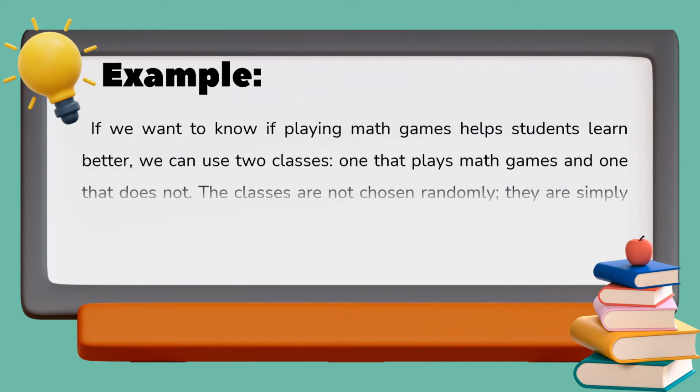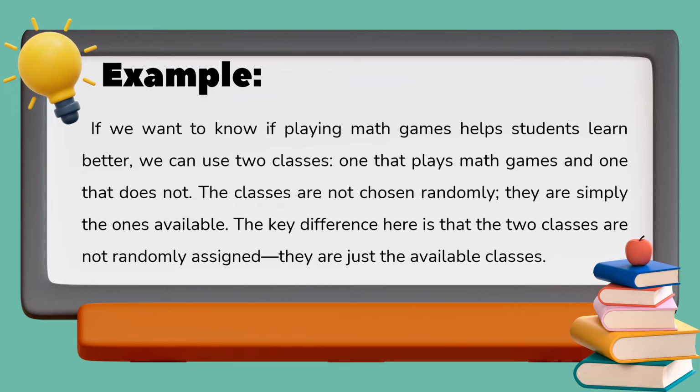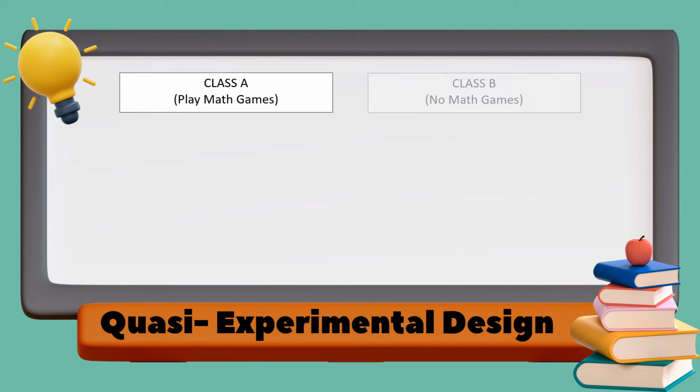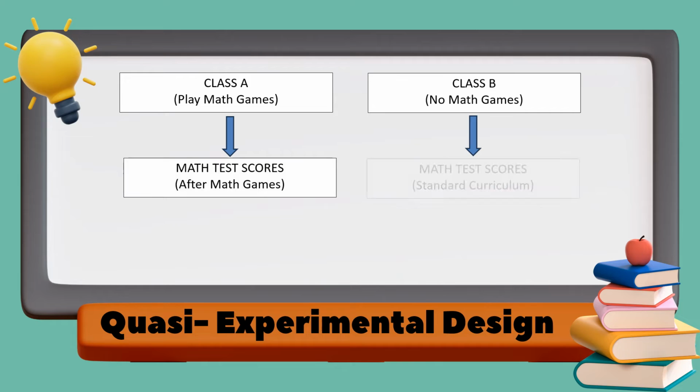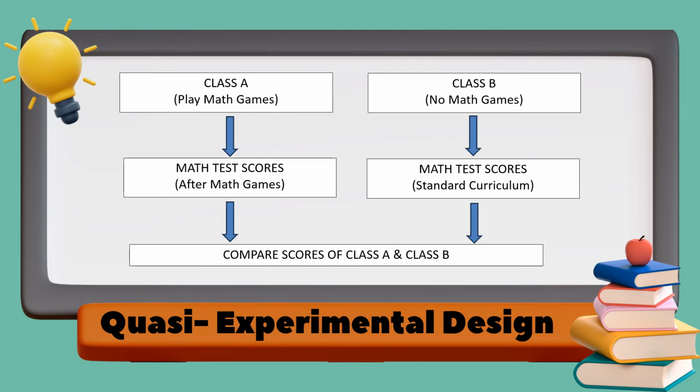Example, if we want to know if playing math games helps students learn better, we can use two classes, one that plays math games and one that does not. The classes are not chosen randomly. They are simply the ones available. The key difference here is that the two classes are not randomly assigned. They are just the available classes. After some time, we compare how well the students in each class perform in math to determine if the class that played math games learned better.